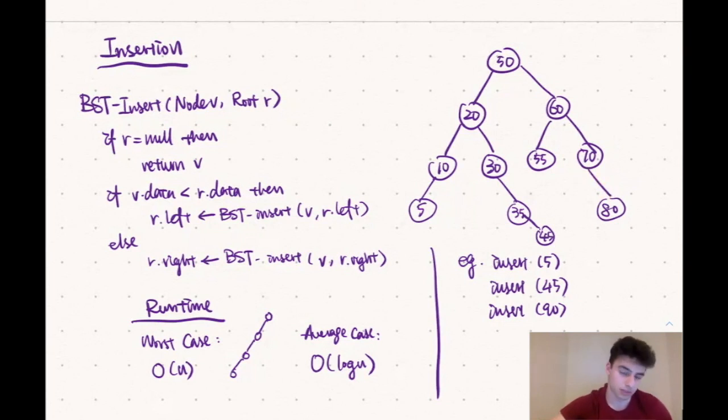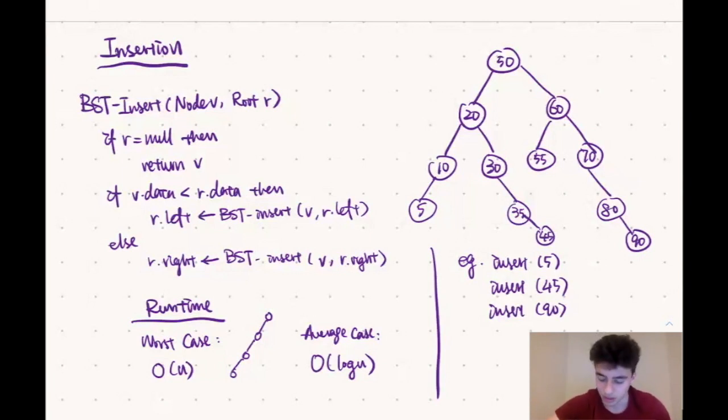Now, since 90 is greater than 80, and 80 is a leaf, we're going to set 80's right child to 90. The recursive calls are now going to terminate, so 80's right child is going to be set to 90, 70's right child is going to be set to 80, 60's right child is going to be set to 70, 50's right child is going to be set to 60. So that wraps up the examples for binary search tree insertion.